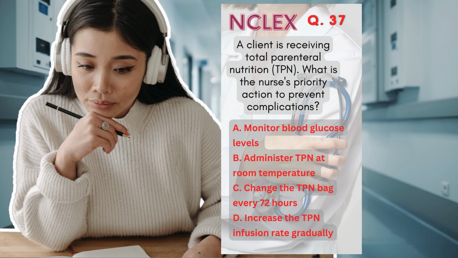What is the nurse's priority action to prevent complications? A. Monitor blood glucose levels. B. Administer TPN at room temperature. C. Change the TPN bag every 72 hours. D. Increase the TPN infusion rate gradually.